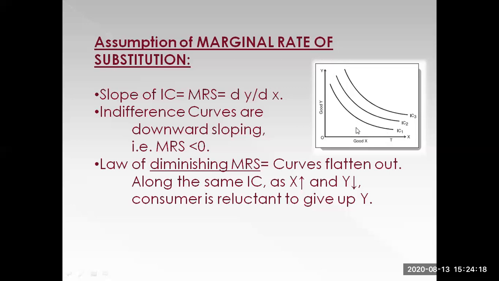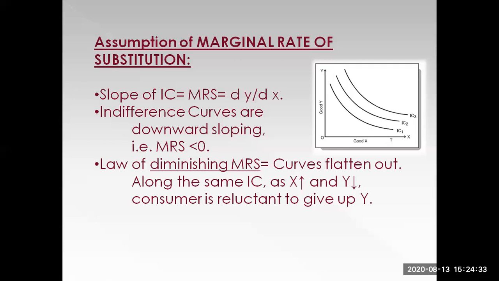I already have less of good Y. Why are you taking them away from me? The consumer is reluctant to give up Y. And that is what makes the marginal rate of substitution diminish. So that is what I mean by the law of diminishing marginal rate of substitution.